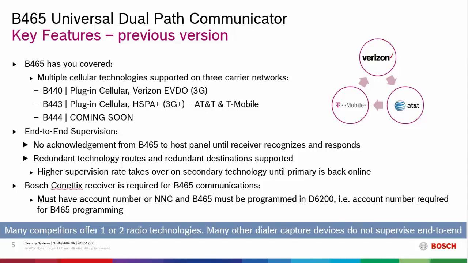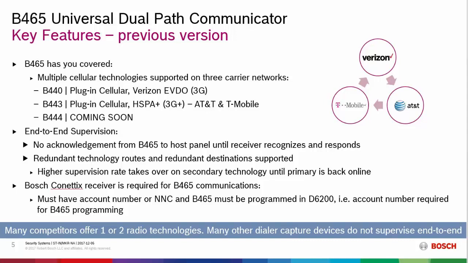We have redundant technology routes, so that's your Ethernet and your cellular, as well as redundant destinations, so we support 2 receiver IP destinations. And a note on that: if you have your first destination and your first route set for a higher supervision rate and you have to fall over to your secondary technology, the supervision rate of the original technology will take over.